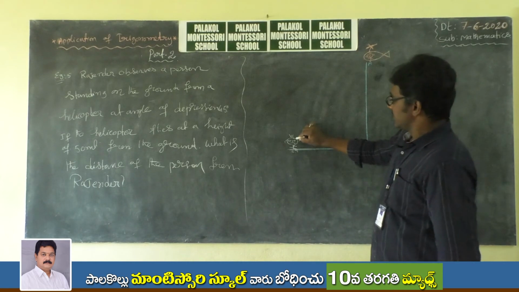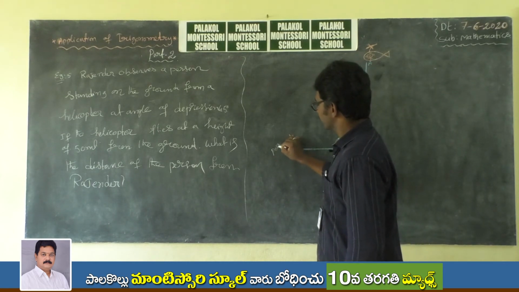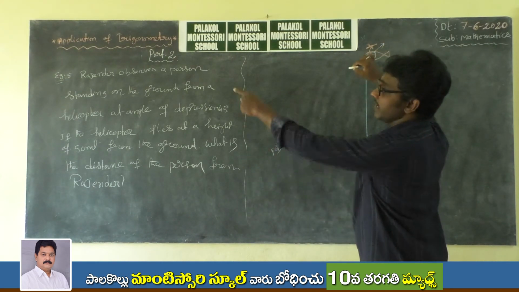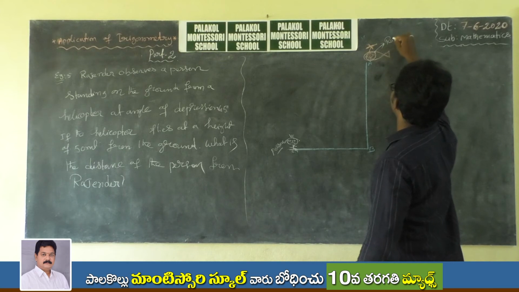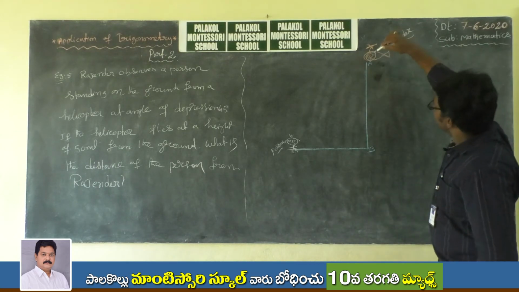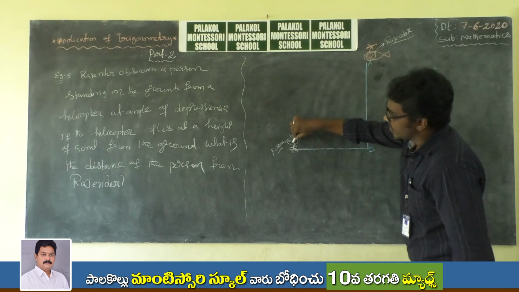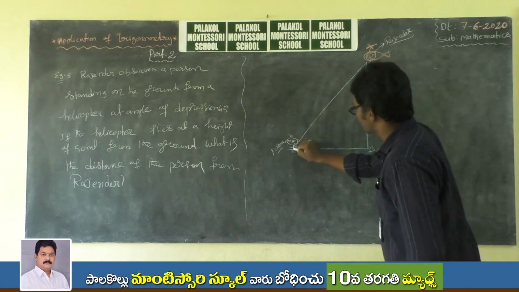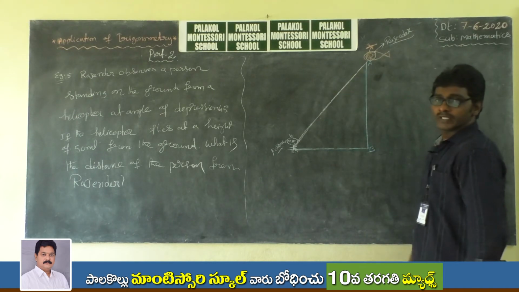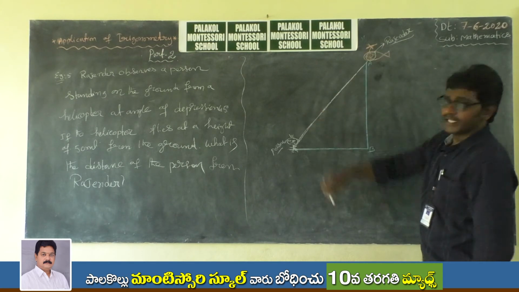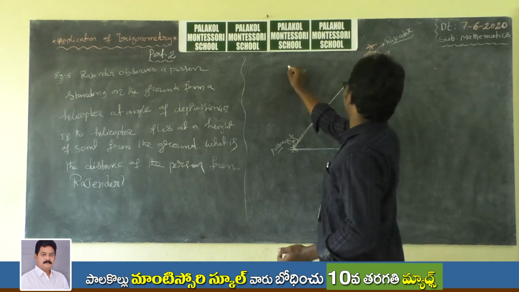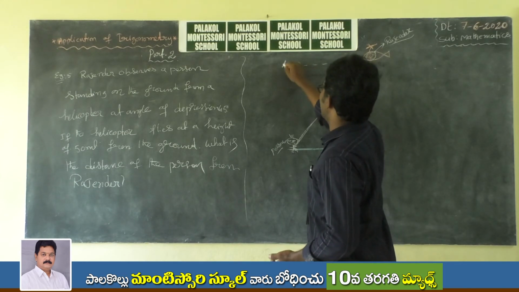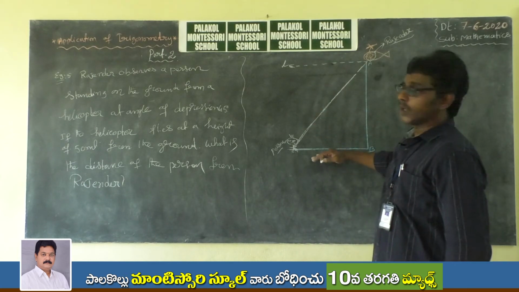Here, this is a person. In the helicopter, one more person is there. That person's name in the sum is Rajendra. As Rajendra observes the person on the ground like this, guys, the line of sight is below the horizontal line. So I draw the horizontal line. It is L. It is parallel to ground level.